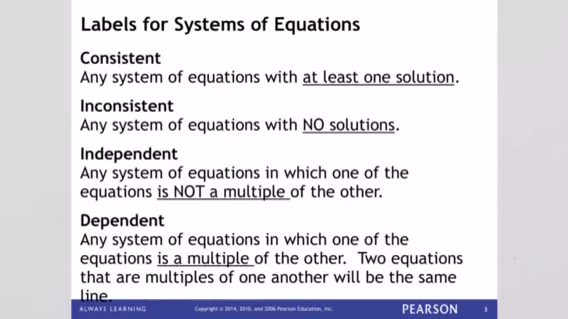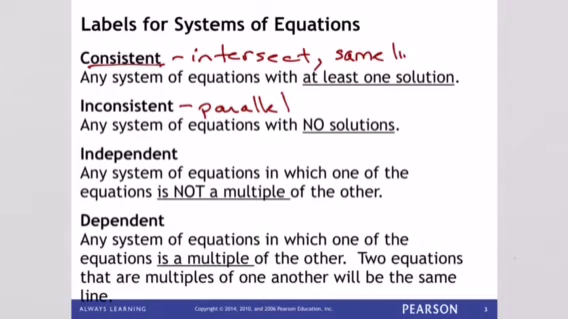Okay? Going on to slide 9, this summarizes all of this for you. Consistent means there's at least one solution. These lines are going to intersect. And inconsistent means any system of equations with no solution, so these lines are going to be parallel. Now, this first one, consistent, could also be the same line, as was the case in one of our examples.